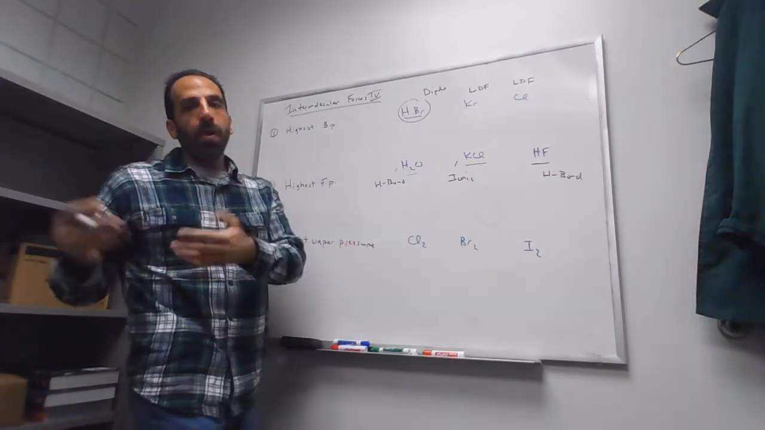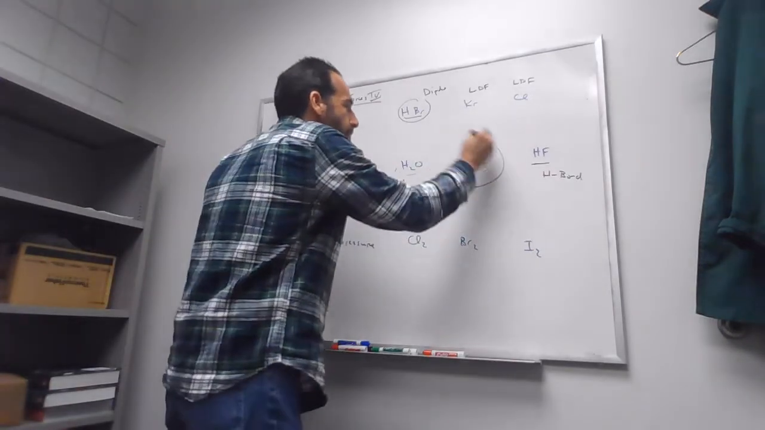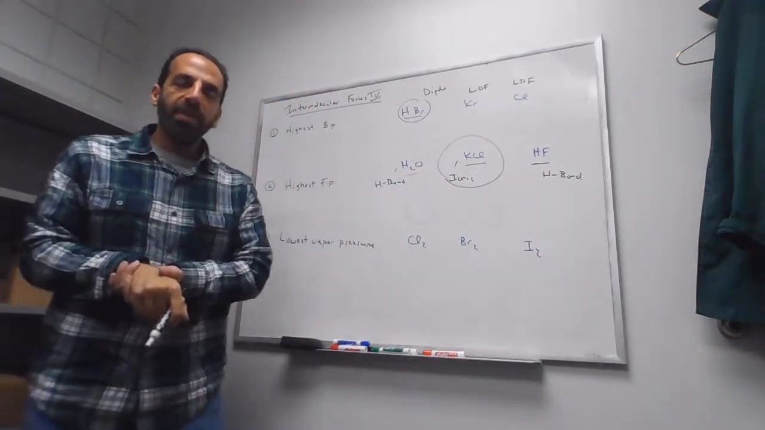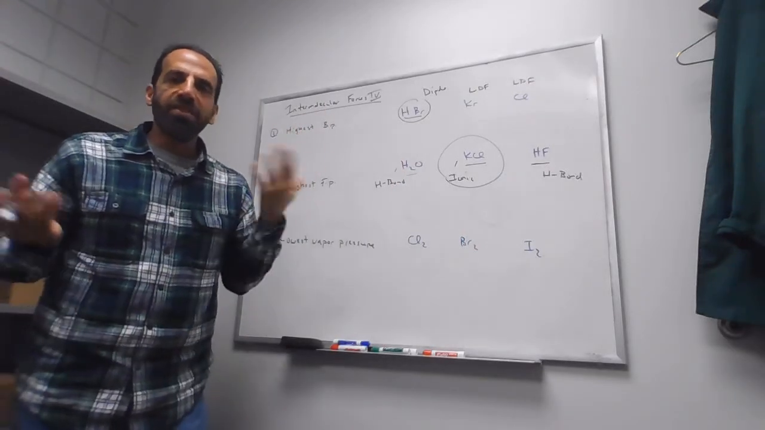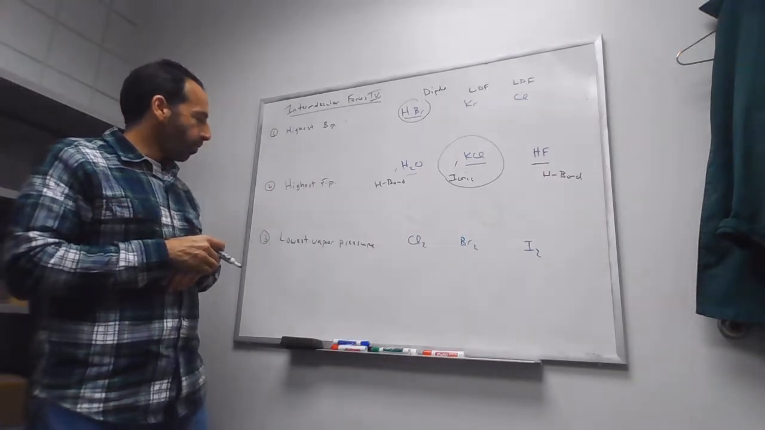Ionic is stronger. It's the only one that's stronger than hydrogen bonding. So potassium chloride is going to have the highest freezing point. This is why all these ionic compounds, like sodium chloride, are solids at room temperature and pressure.